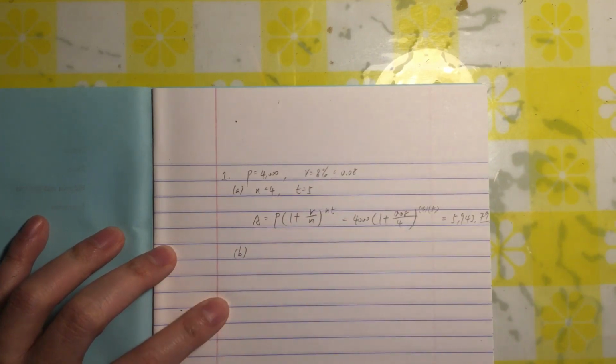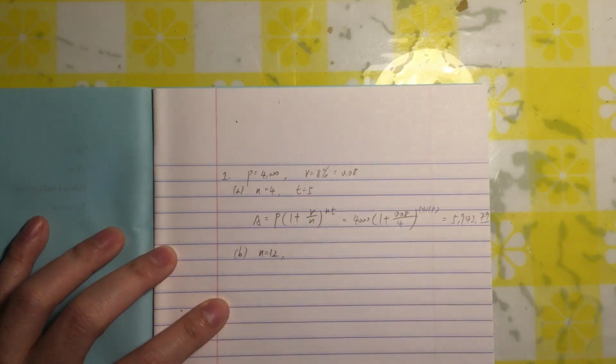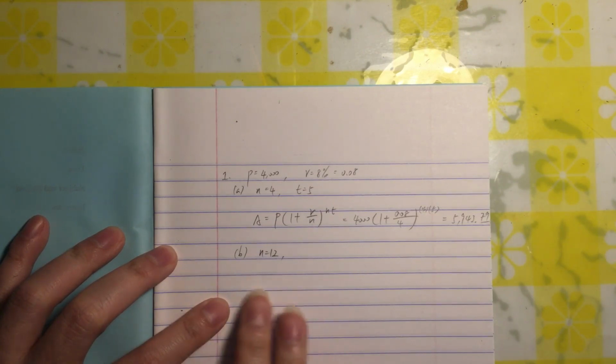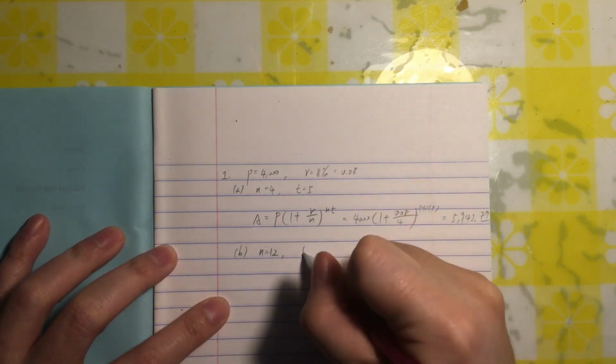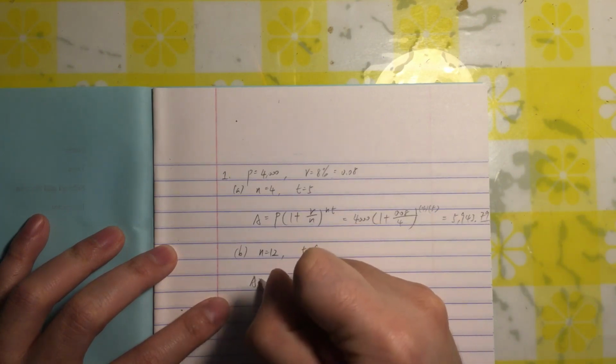Part B. If the interest is compounded monthly, then N is 12, because a year has 12 months, so we compound interest 12 times a year. What's the account balance after 9 years? So T is 9. T represents the number of years. We're looking for the account balance, which is the amount in the account.